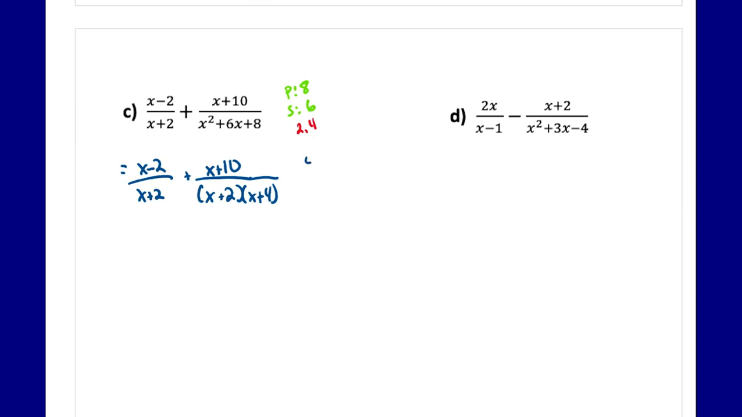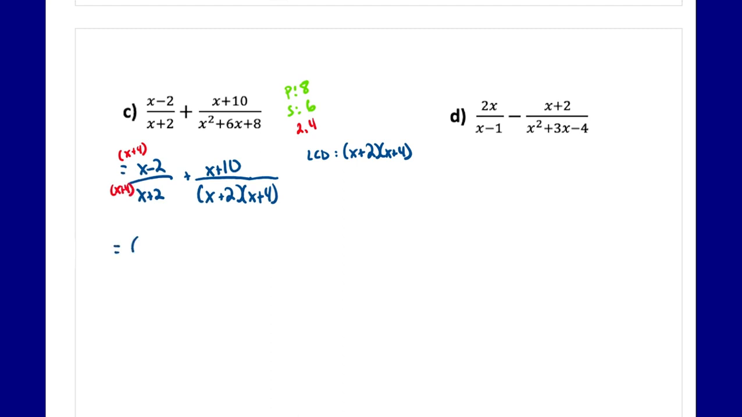The lowest common denominator in this case, I see that they both share a factor of x plus 2. The only thing different is x plus 4. So the lowest common denominator is going to be x plus 2 times x plus 4. That means I only have to multiply the first fraction by x plus 4.